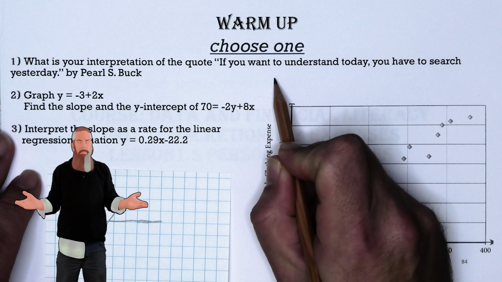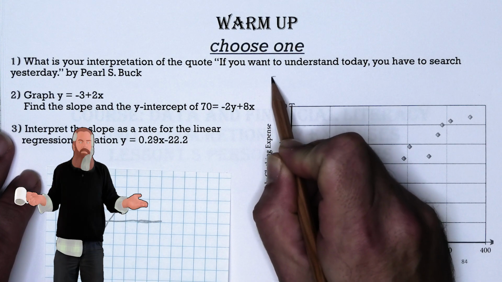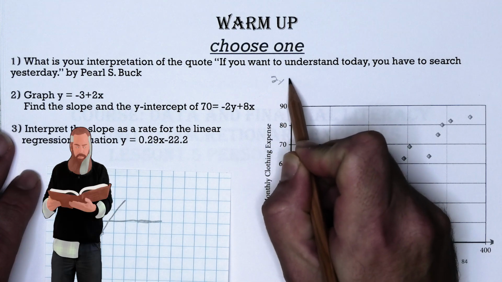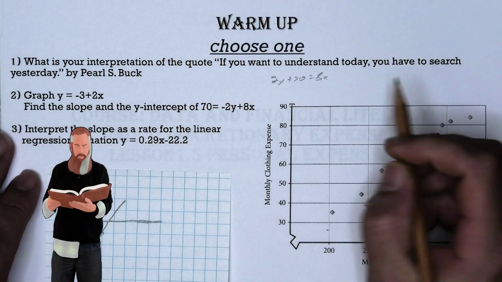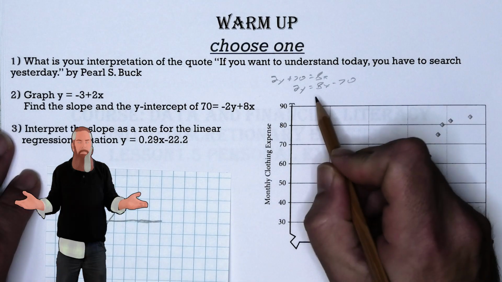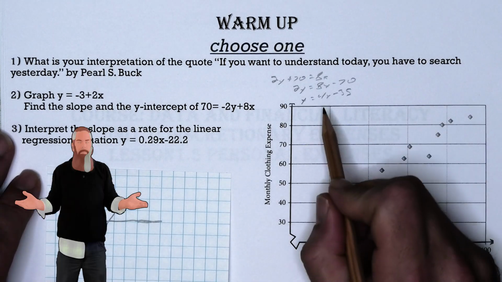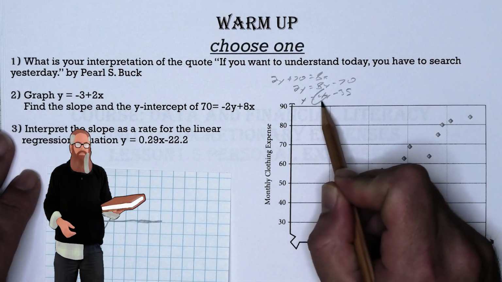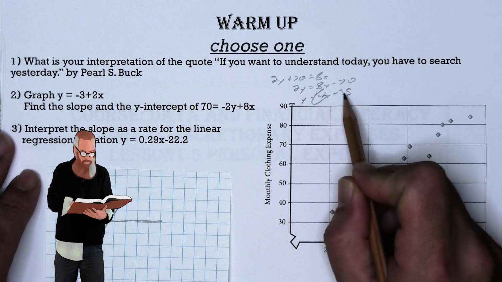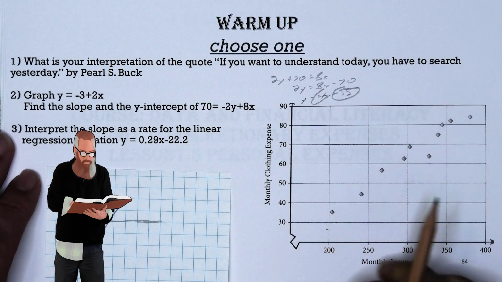The first thing we're going to do is get this into y is equal to mx plus b form. So we move 2y to the other side, then move 70 to the other side, then divide everything by 2. This lets us see that the slope itself is 4, meaning up 4, right 1, and the y-intercept is -35.